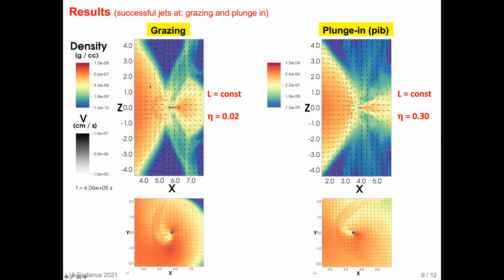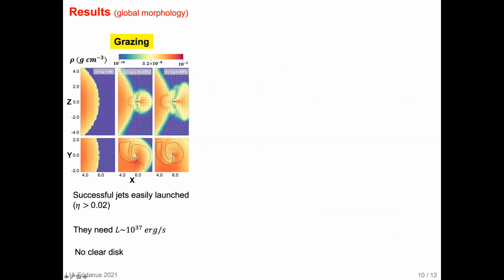And so the basics is when we're at the border, the jet is very easily launched, and it takes material from the border of the red giant. It only needs 10^37 ergs per second to be successful, but we don't see a clear disk forming around the main sequence star.